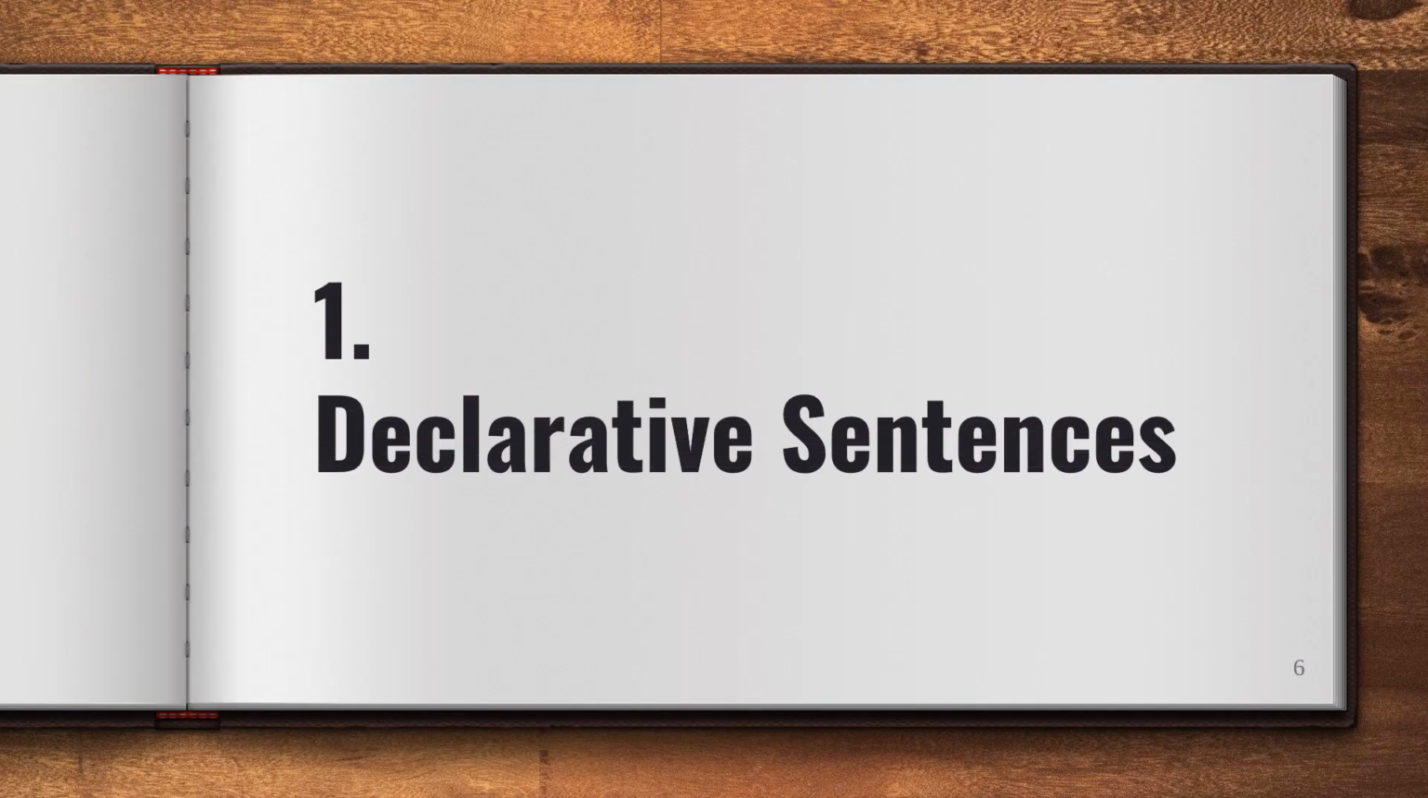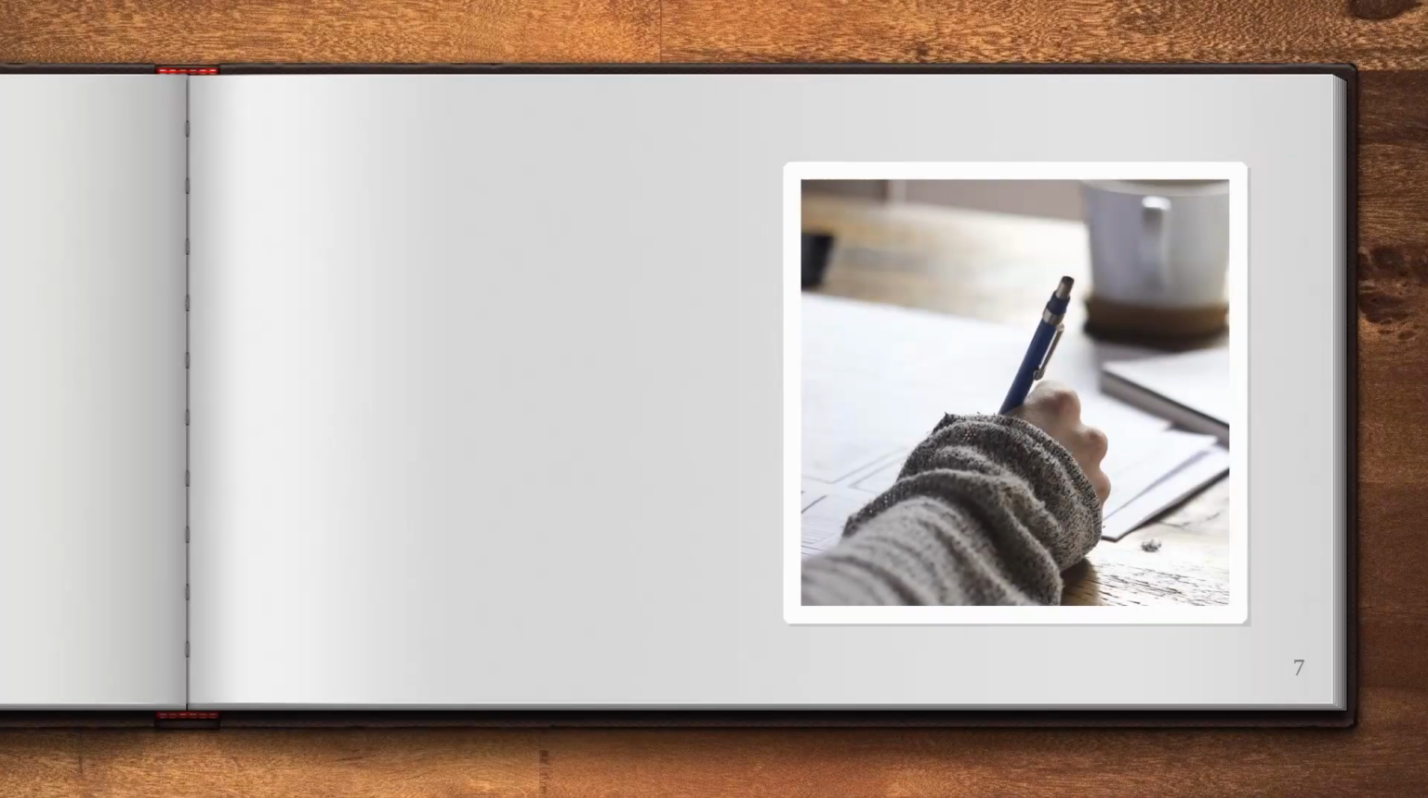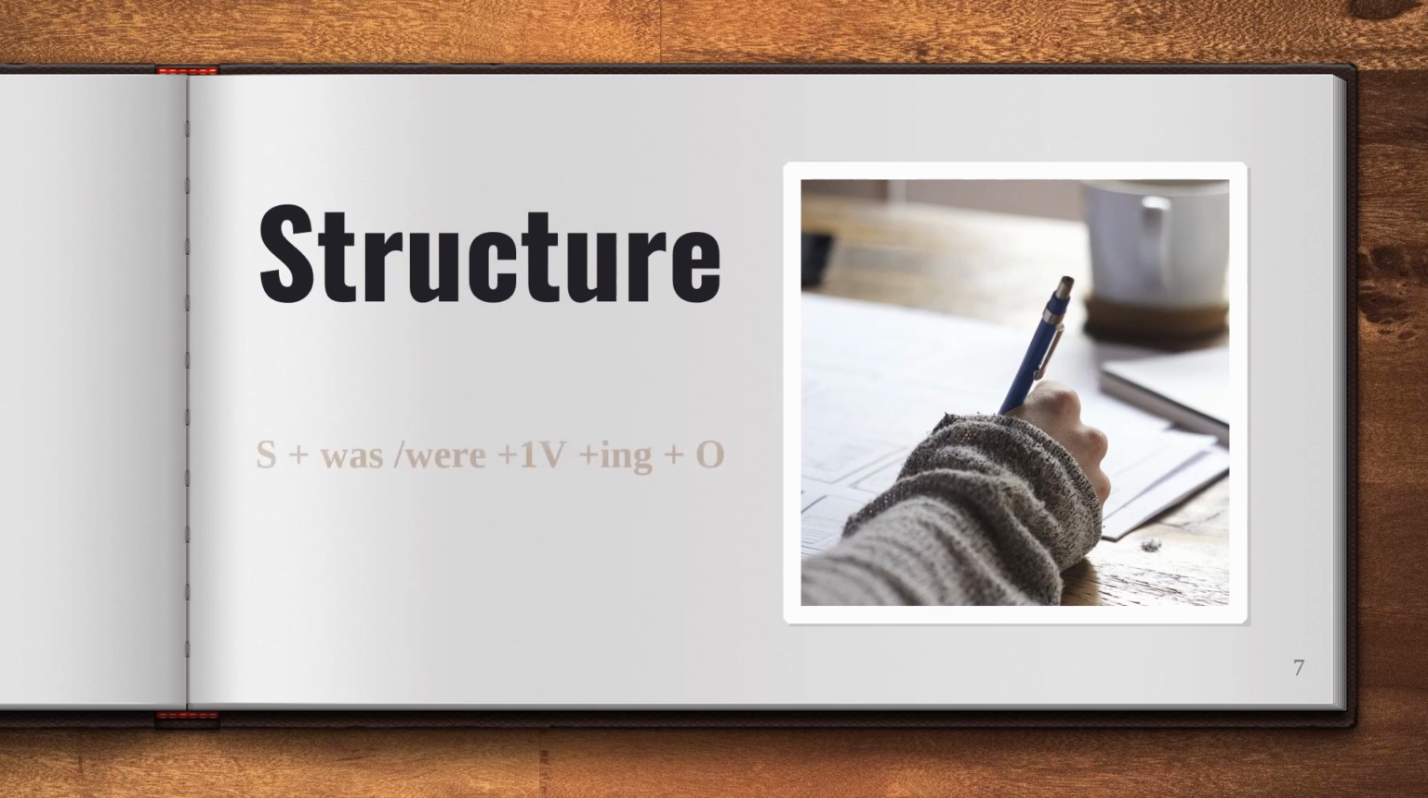Let me start with the declarative sentences of past continuous tense. The structure is we use the subject at the start, then was or were. Was or were according to the subject. If the subject is singular, we will use was. If the subject is plural, we will use were. For he, she, it, or with the name of a person, we will use was. And for you, we, they, or for plural subjects, we will use were.